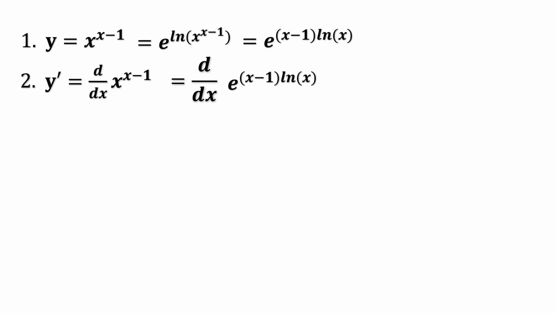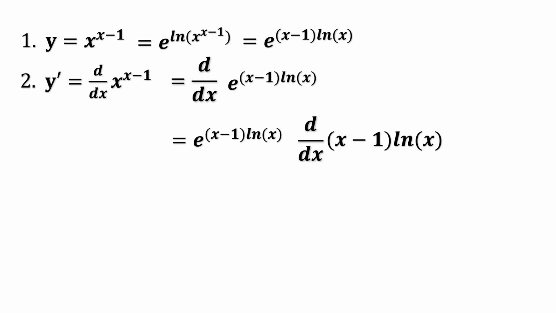So let's go through that process. To differentiate e to the x minus 1 times ln of x, you can use the chain rule. So that tells us the following. First, copy the first part. So in other words, put down e to the x minus 1 times ln of x, and then just multiply by the derivative with respect to x of the exponent, which is x minus 1 times ln of x, just the way you see it there.